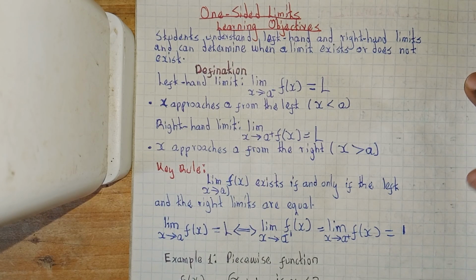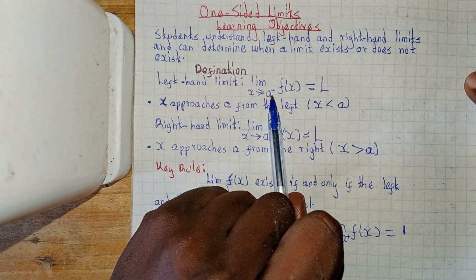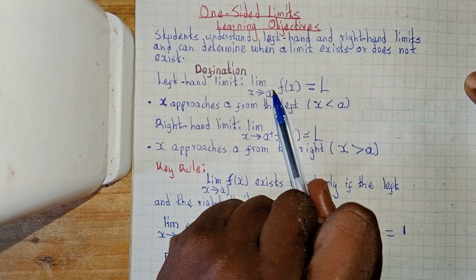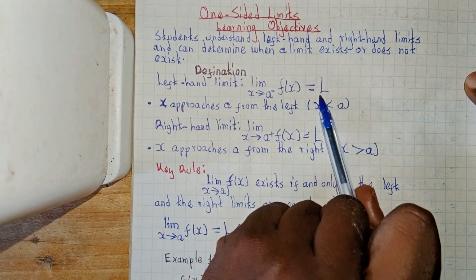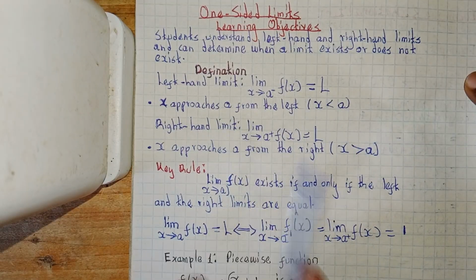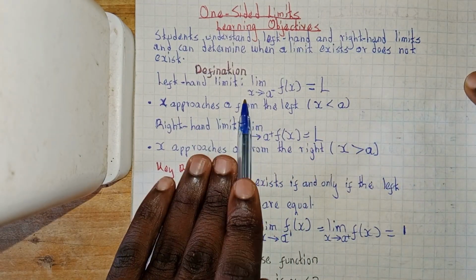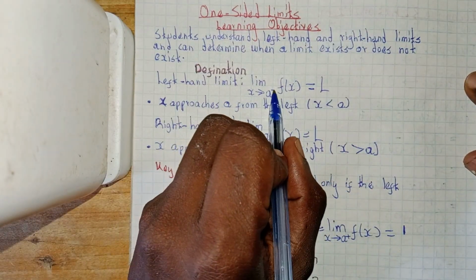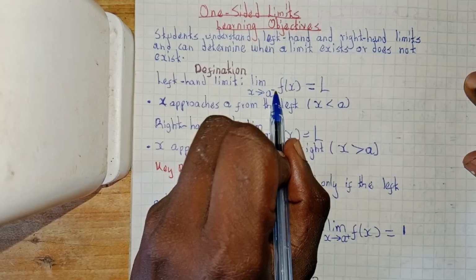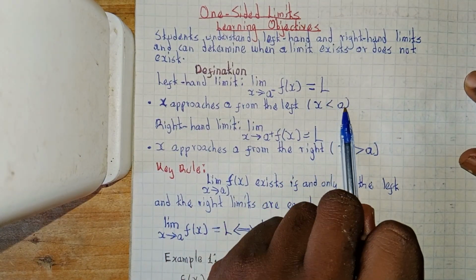By definition, a left hand limit is the limit of a function f of x as x approaches a from the left, denoted by a to the power negative. This means that x approaches a from the left, whereby x is always less than a.